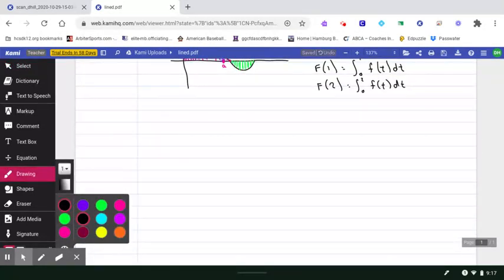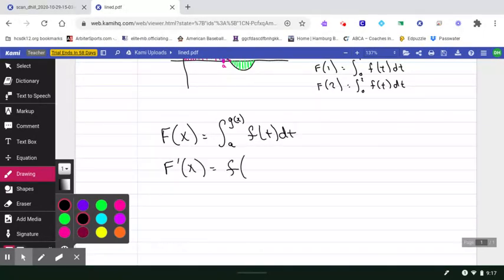But if you recall, our second fundamental theorem of calculus says, again, if capital F is defined as the integral from a to g of x of f of t dt, then the derivative of that function is going to be f of g of x multiplied by the derivative of g of x. And so we'll keep that in our back pocket. And hopefully tomorrow we'll come back and we'll put everything all together.